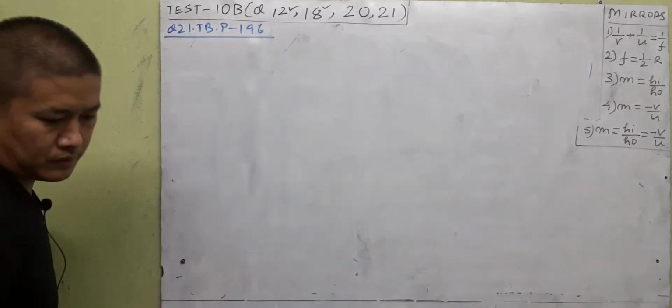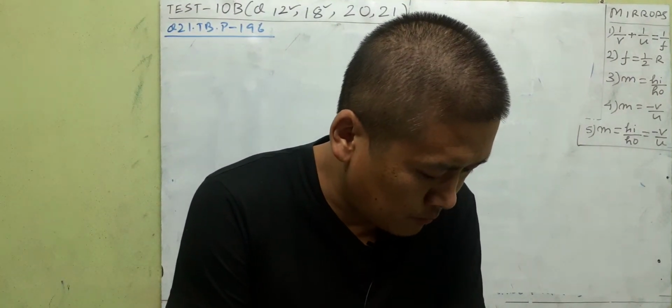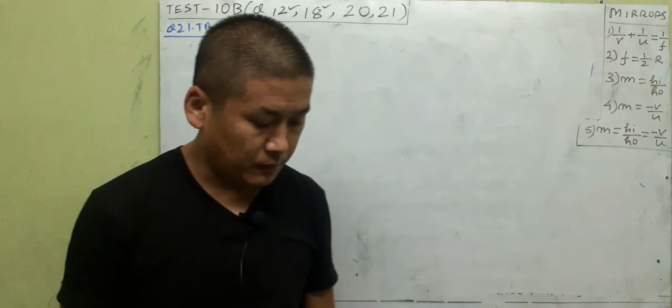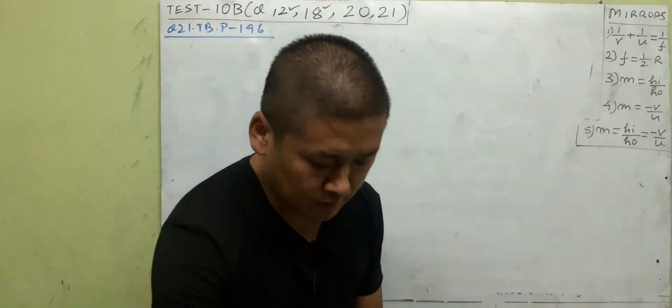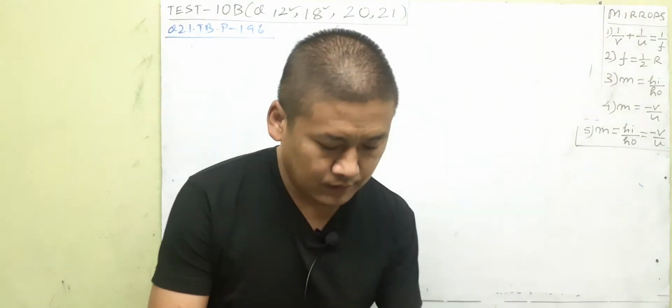Let me read the question carefully. An object of size 7 centimeter is placed at 27 centimeter in front of a concave mirror of focal length 18 centimeter. So let us write that down.